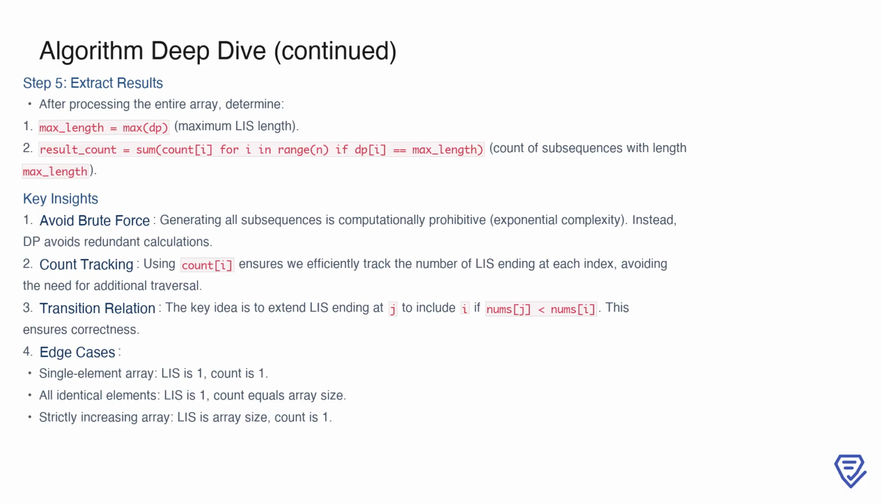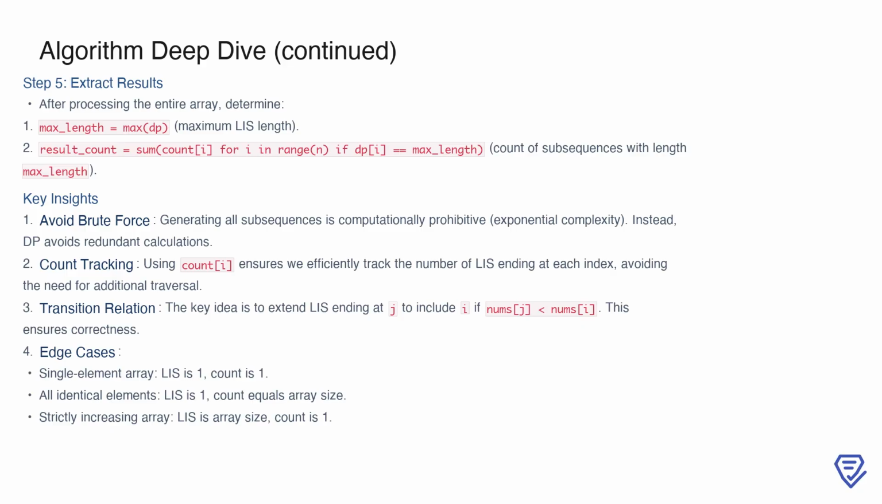The length of the longest increasing subsequence is simply the maximum value in the dp array, which we calculate as max(dp). To count the number of such subsequences, we sum up all the values in the count array for indices where the dp value is equal to the maximum LIS length. This ensures that we only include the counts for subsequences that achieve the desired length.